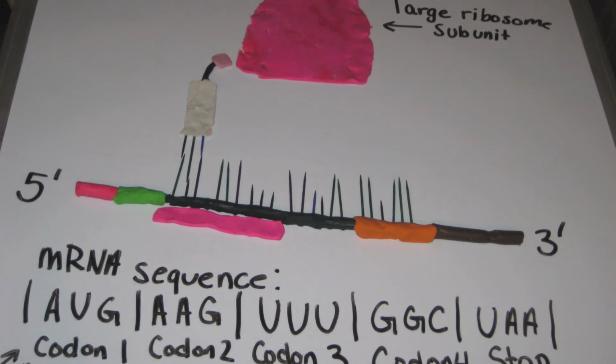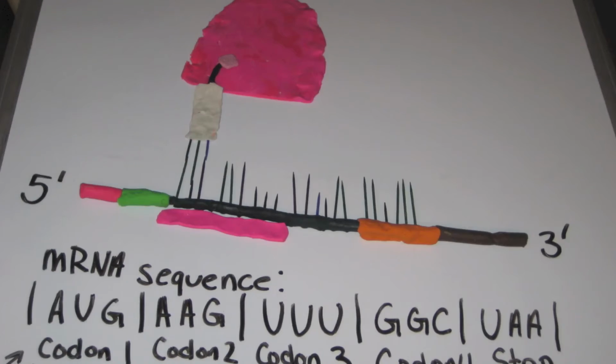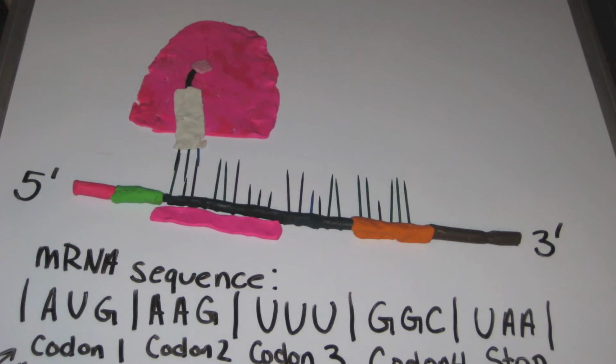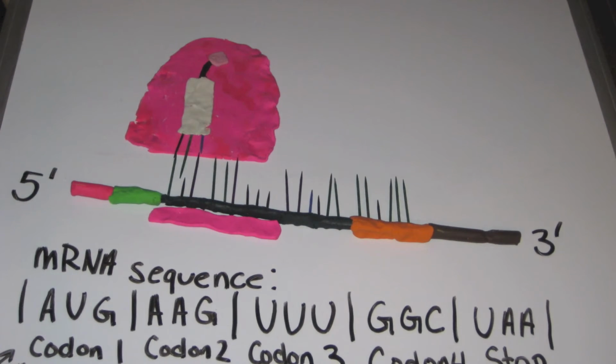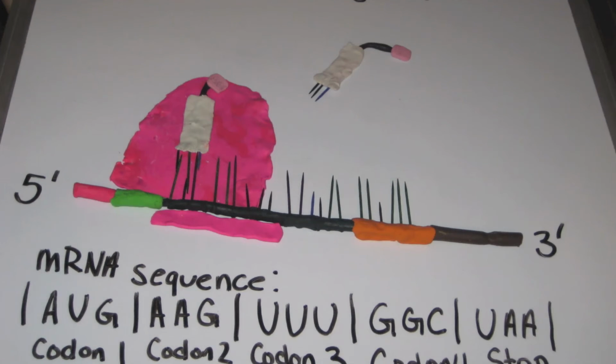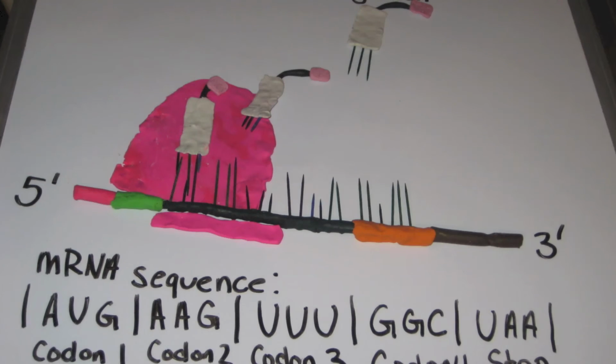The union of mRNA, the start codon, methionine, which sits in the P site, and the large and small subunits of the ribosome completes the translation initiation complex. In step 2 of translation, elongation, the ribosome moves down the mRNA like ticker tape in the 5' to 3' direction.